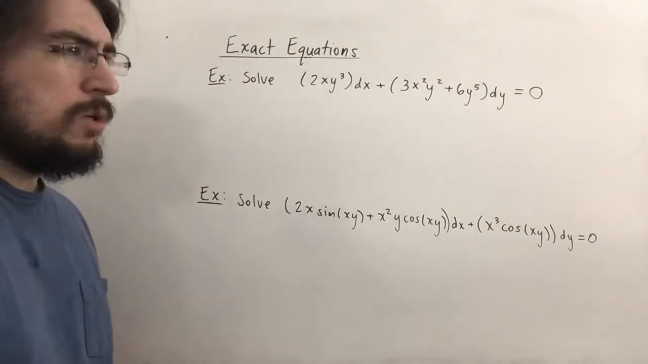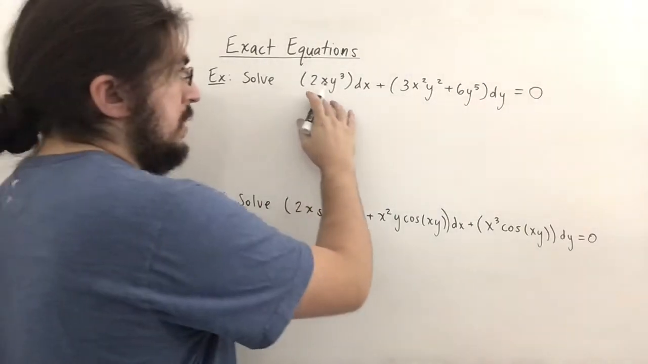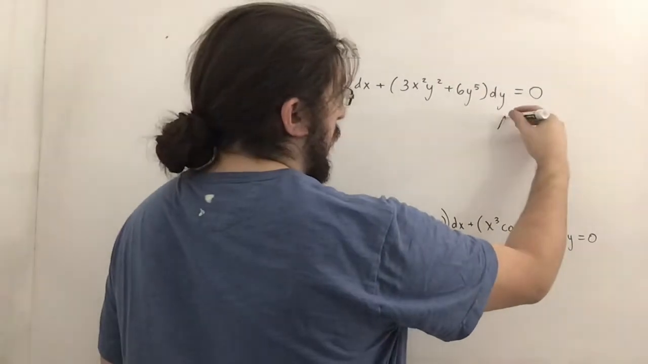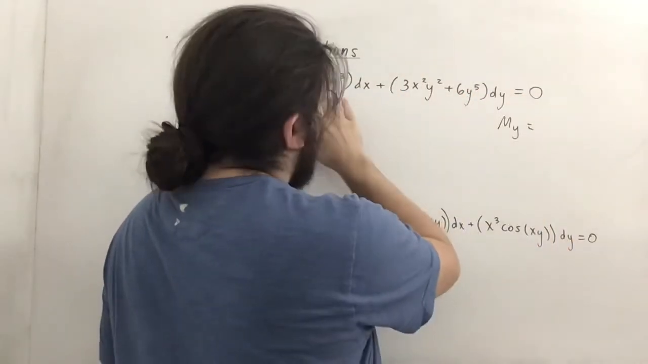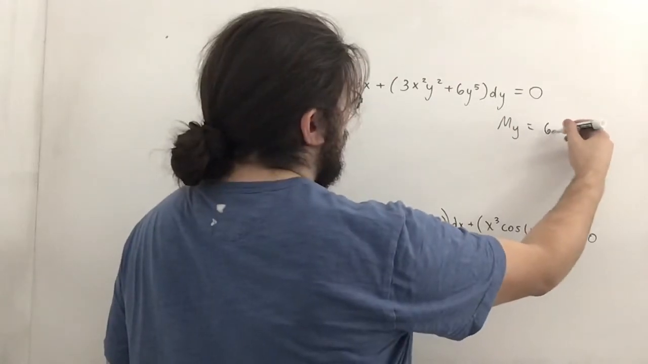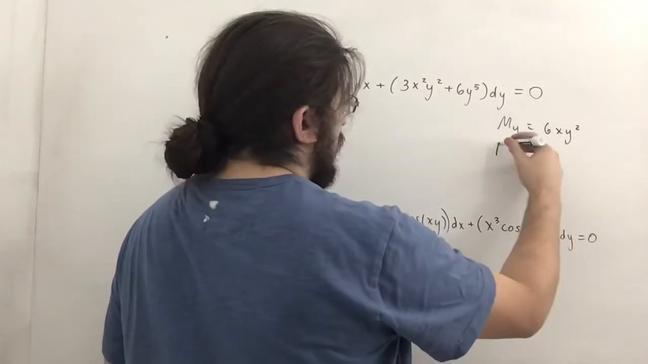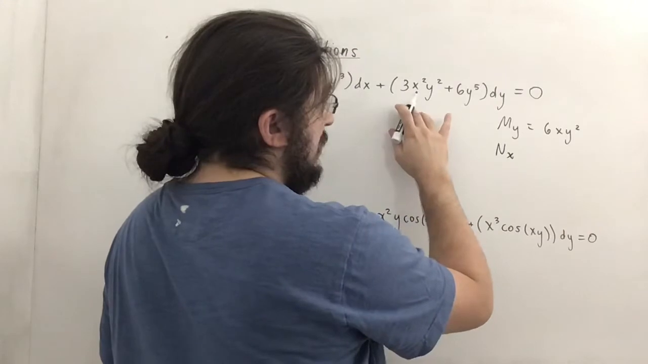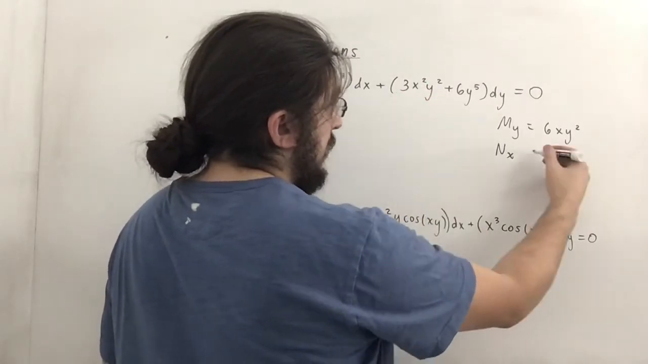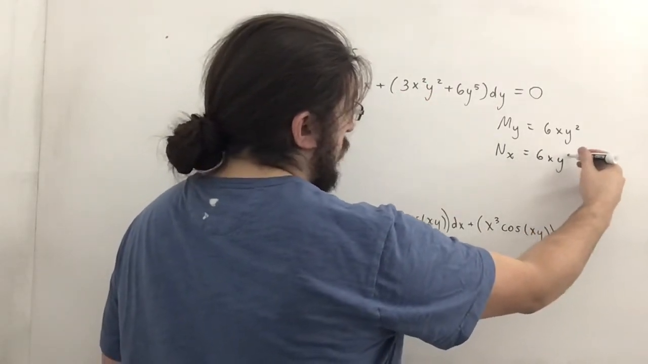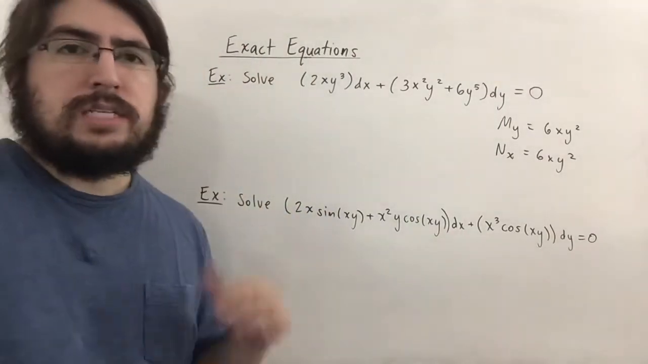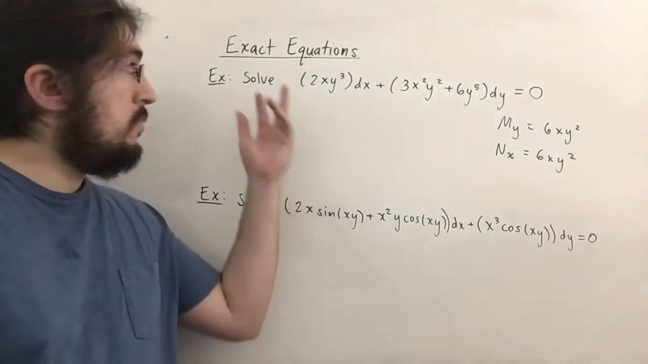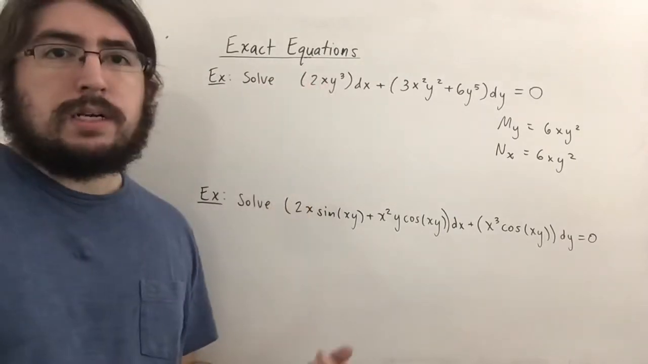For the first one, it's a quick check. Derivative of this with respect to y, so M sub y. Of course, this is our M and that's our N, that's fine. Derivative of this with respect to y is going to be 6xy squared. Derivative of this with respect to x, that's going to be 6xy squared, and that derivative is 0. So let me just touch up on what I've done here. To take the partial derivative of a function with respect to x, you're treating y as a constant.